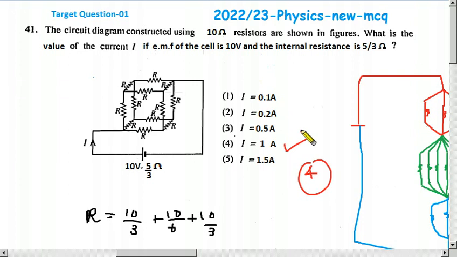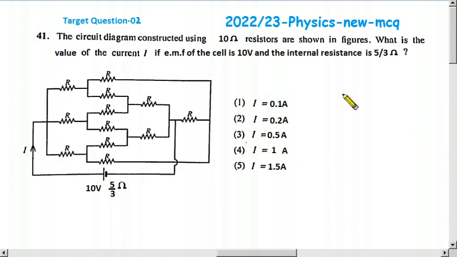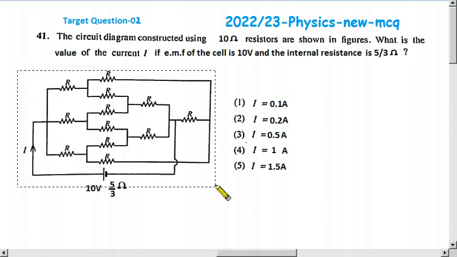So let us go to target question number 2. Children, now try this one. Here is our target question number 2. Simplify this circuit and find out the current. Honestly, do it without looking at my answer. Now pause the video. So as you have paused the video, now I am going to start and simplify this circuit first of all.